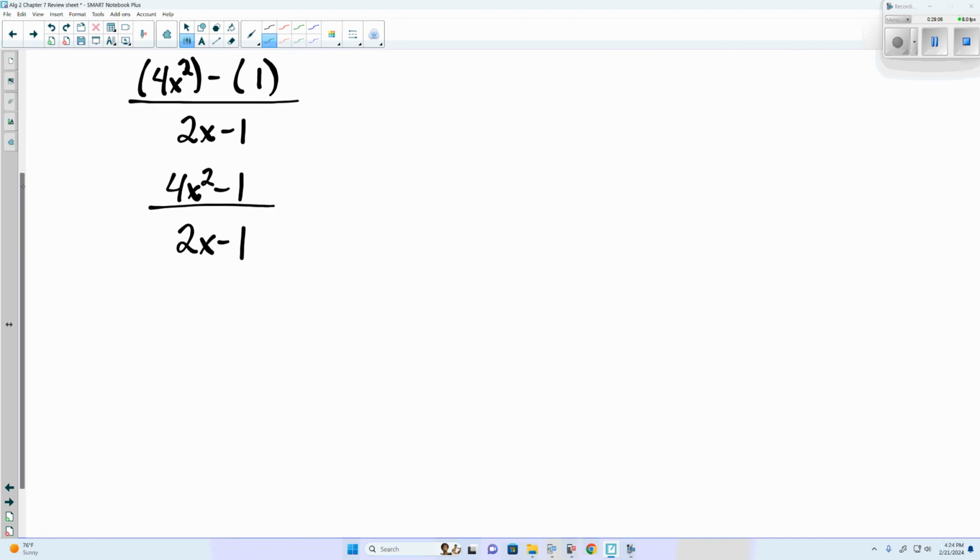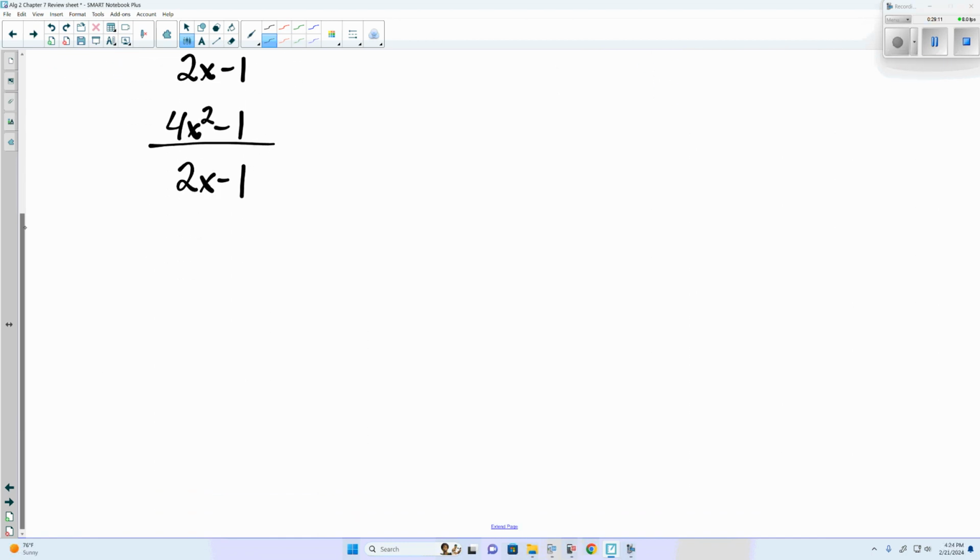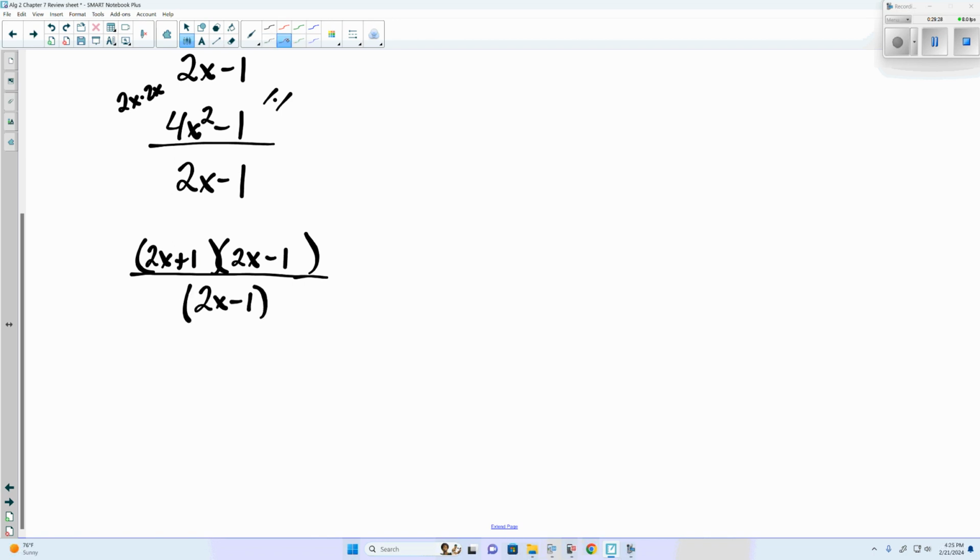Now we do need to make sure the numerator is not factorable once we subtract or add. And here it is, 4x squared minus 1 is a difference of perfect squares. Because 4x squared is 2x, 2x. 1 is 1 and 1. Telling us that we have 2x plus 1, 2x minus 1 over 2x minus 1. We do have something in common on top and bottom. They cancel, telling us that it is 2x plus 1. And that's it.